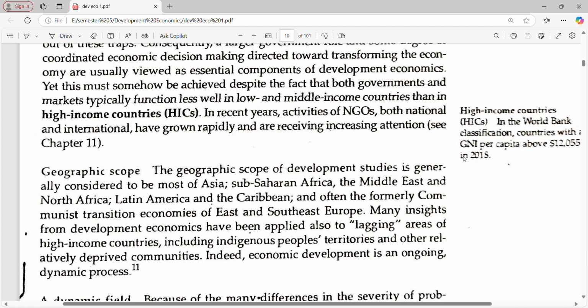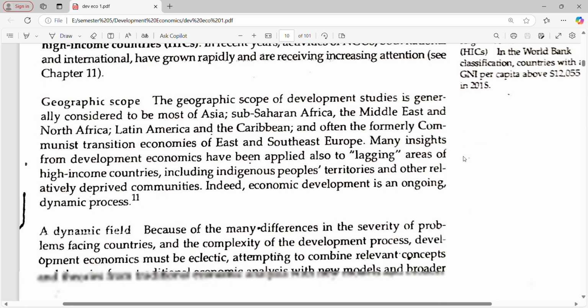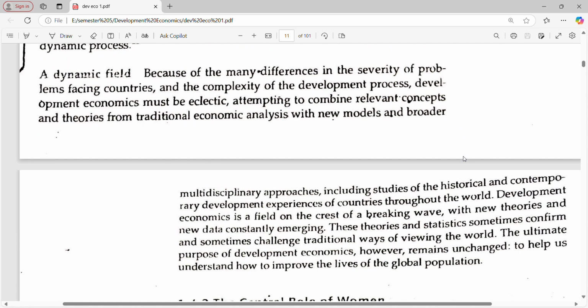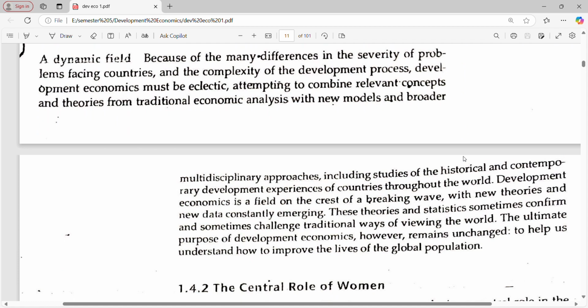Then you have social system. It is the organization and institutional structure of a society, including its values, attitudes, power structure, and traditions. Okay.